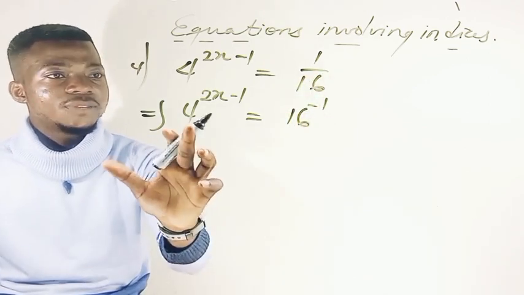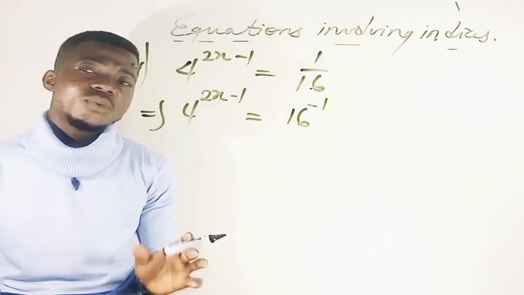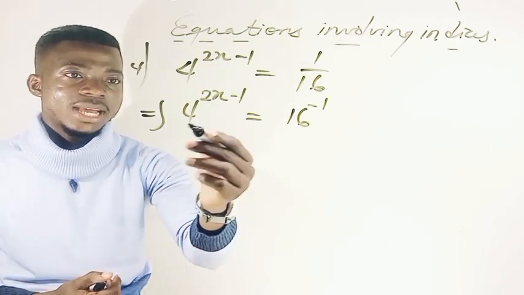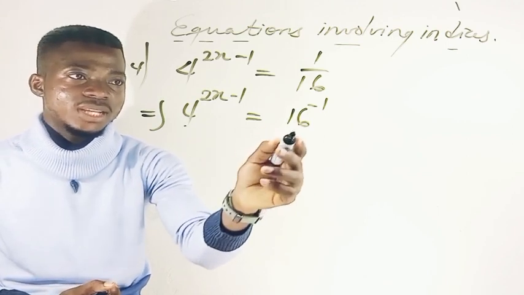Now here is 4, here is 16. To be able to equate the exponent, we have to do something to this one. It has to be 4, so that we can do that. So let's do something to the 16.